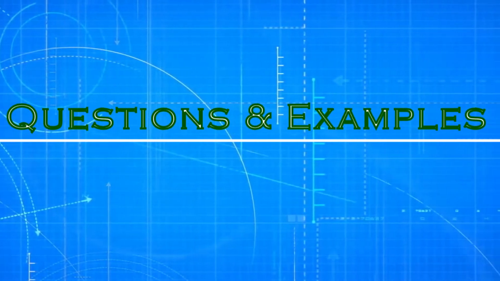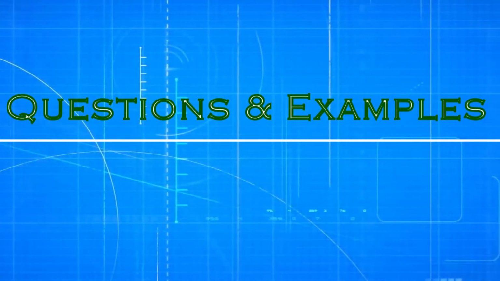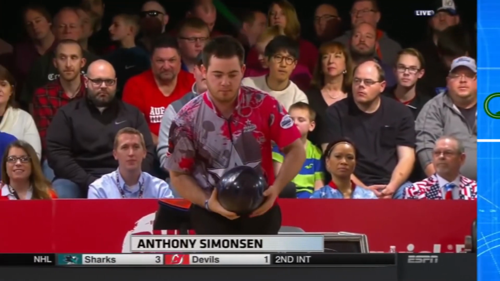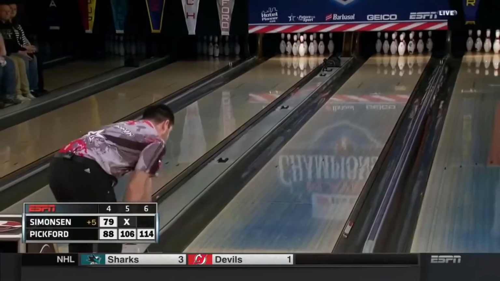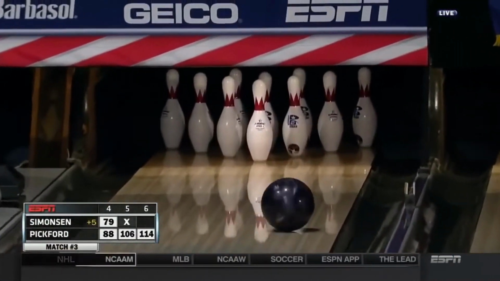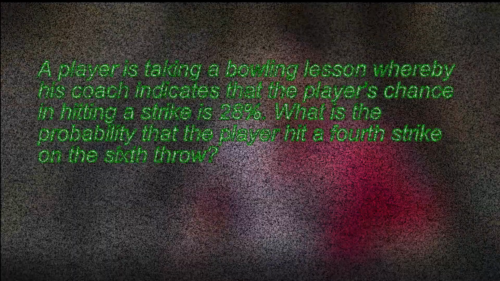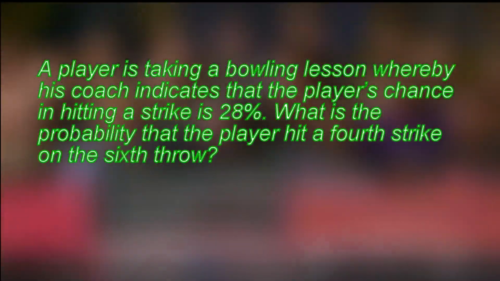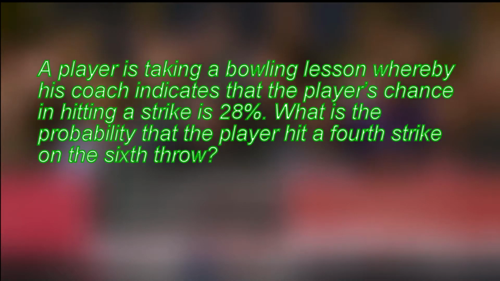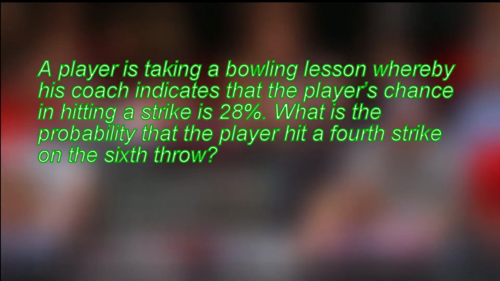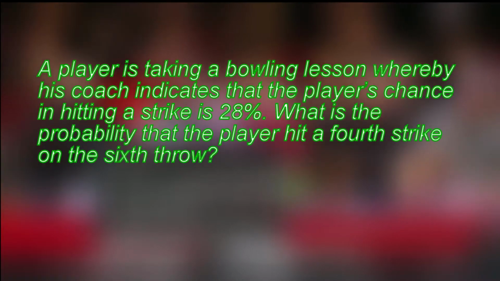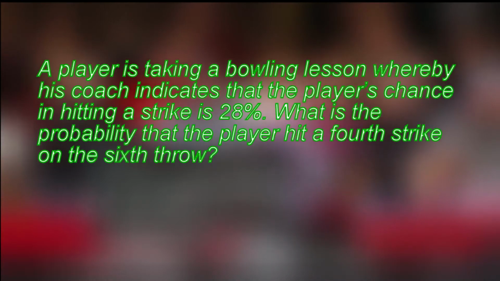Let's have a closer look at the questions and examples given. The first situation takes place in a bowling lesson. A player is taking a bowling lesson whereby his coach indicates that the player's chance of hitting a strike is 28%. What is the probability that the player hits a fourth strike on the sixth throw?